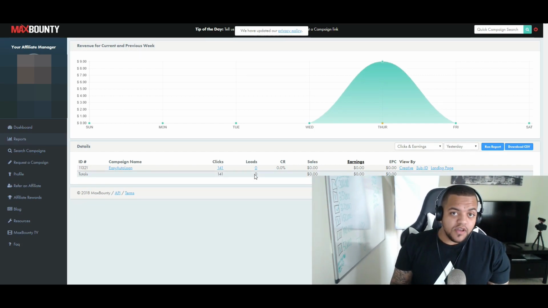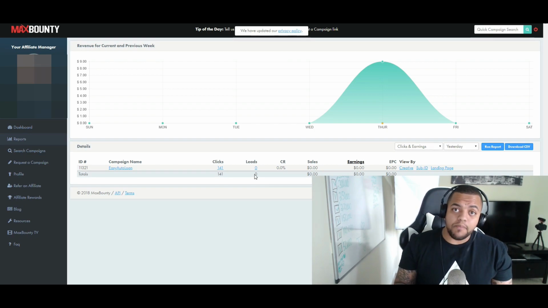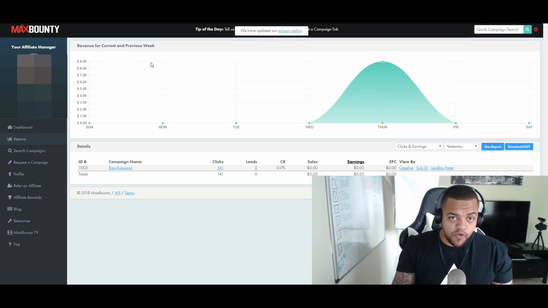So I knew something was not working, and honestly, this is how a lot of campaigns work out. They may not work in the beginning, but you have to look at that and not make emotional decisions and go and pause it, which is what most people do. They'll go and pause it and give up. But let me show you what I did to actually improve upon this.